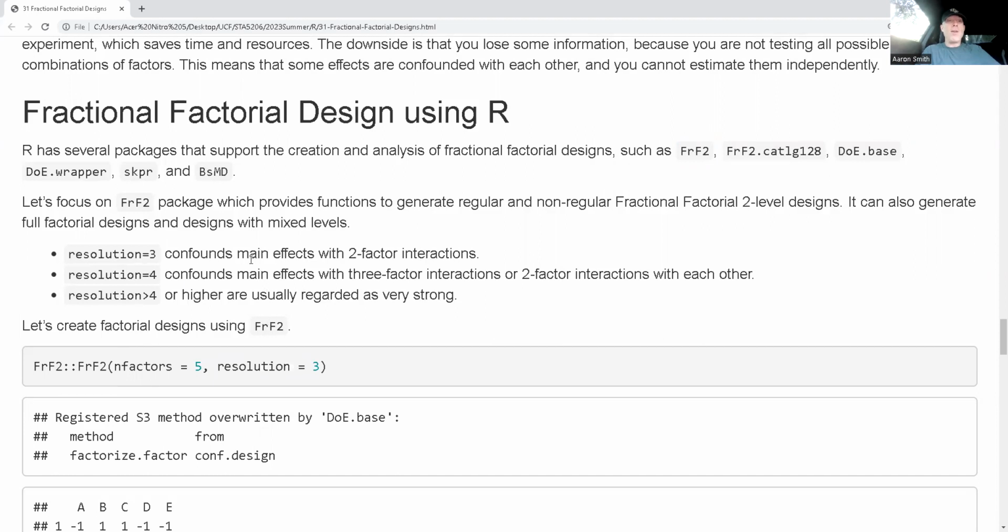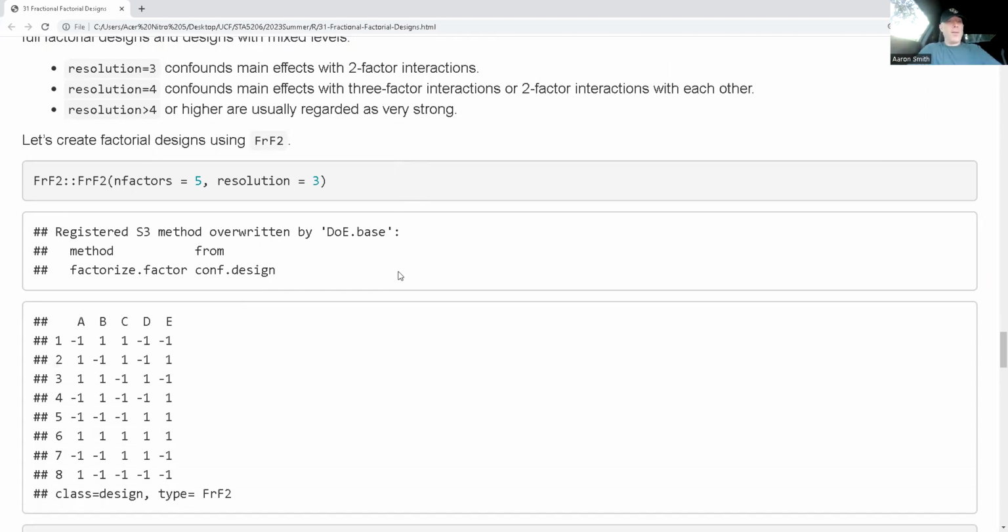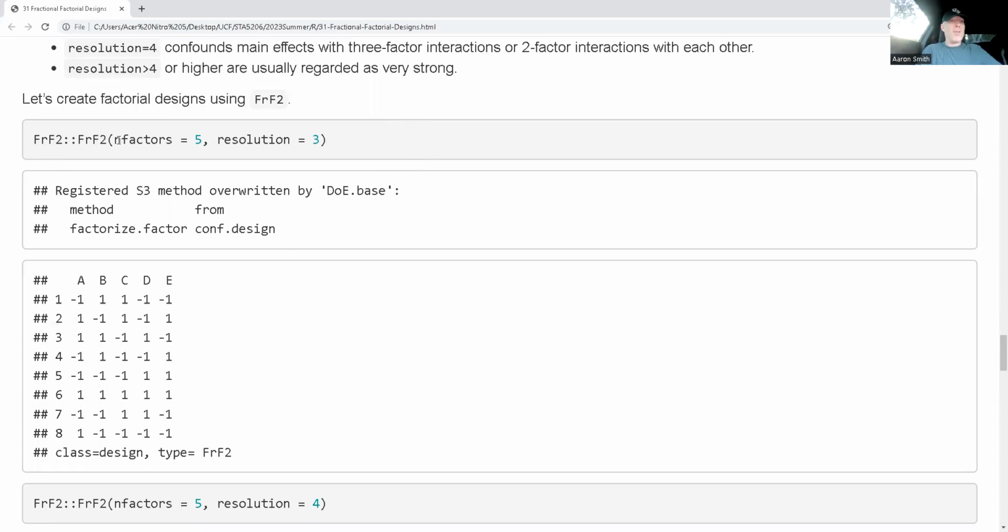All right, so resolution 3 confounds the main effects with two factor interactions, and resolution 4 confounds main effects with three factor interactions. And a resolution of greater than 4 is usually considered pretty strong. And so if I want my design, I just say factors and resolution. There are other parameters that we can put in there for the function, but I wanted us to just focus on these main two to emphasize the conversion from full factorial to fractional factorial.